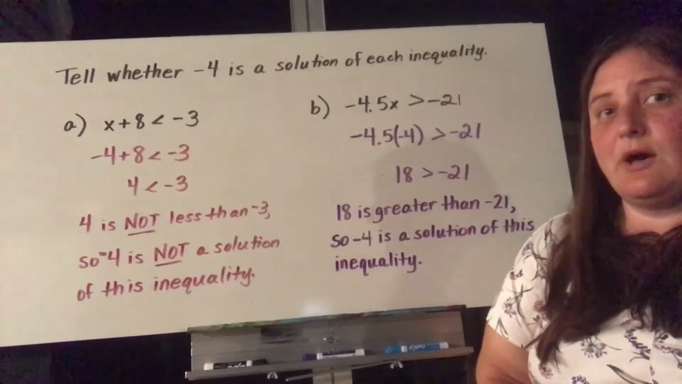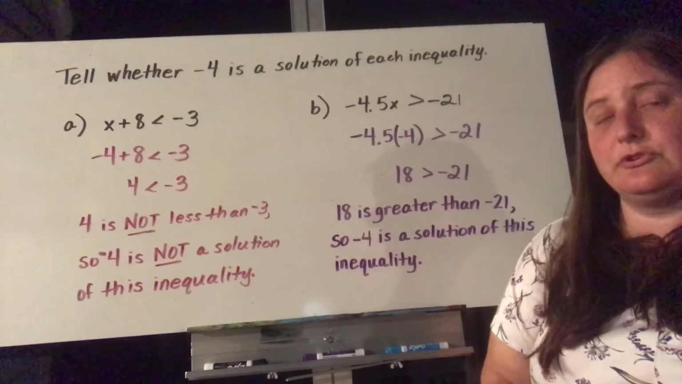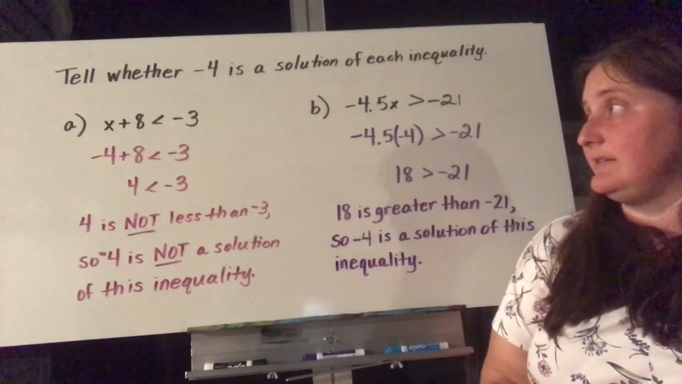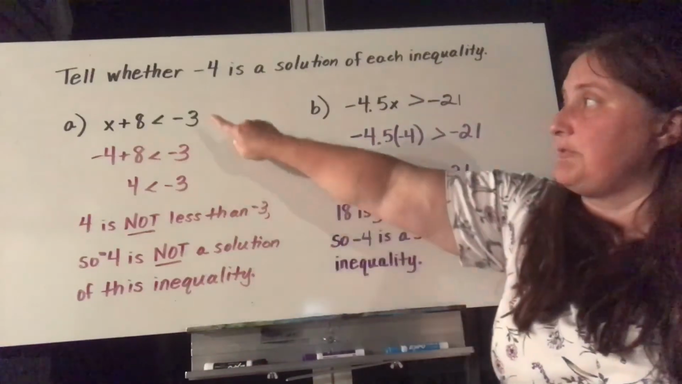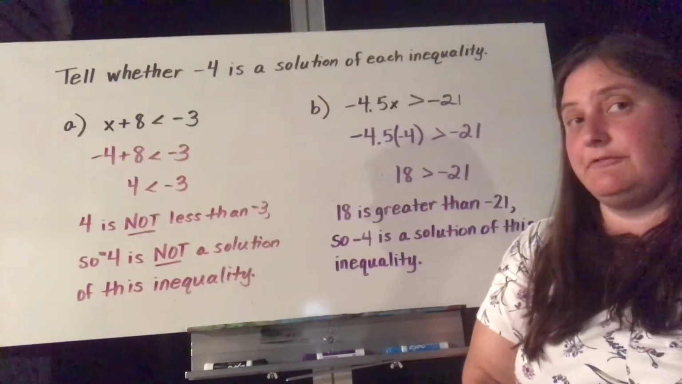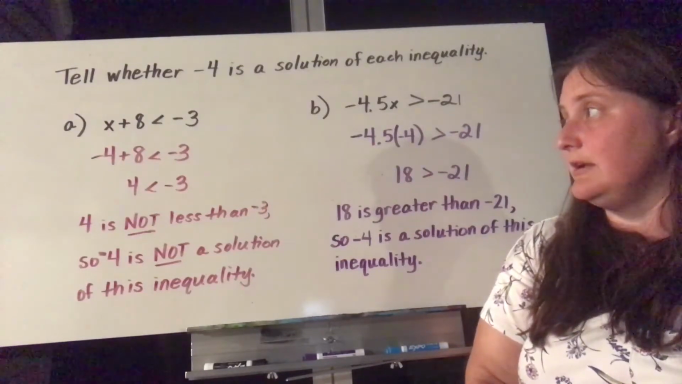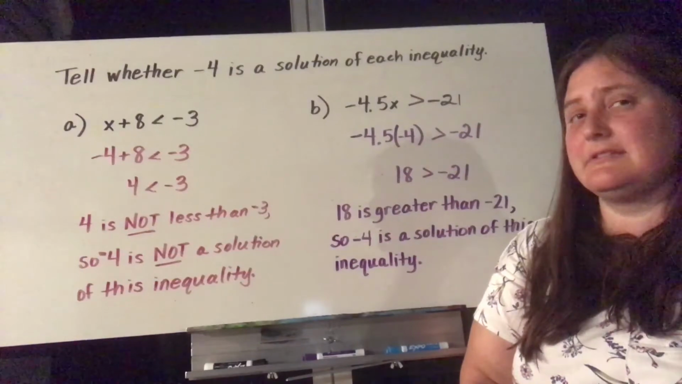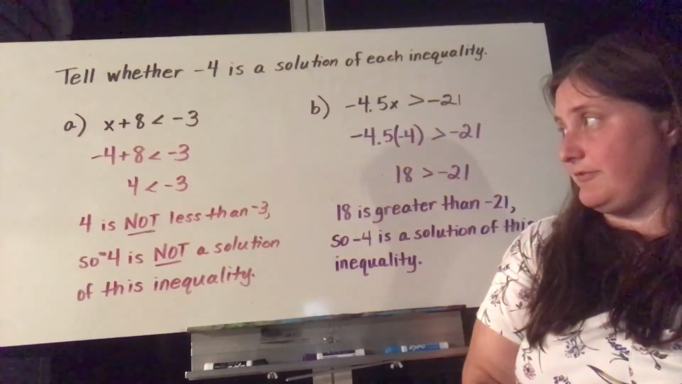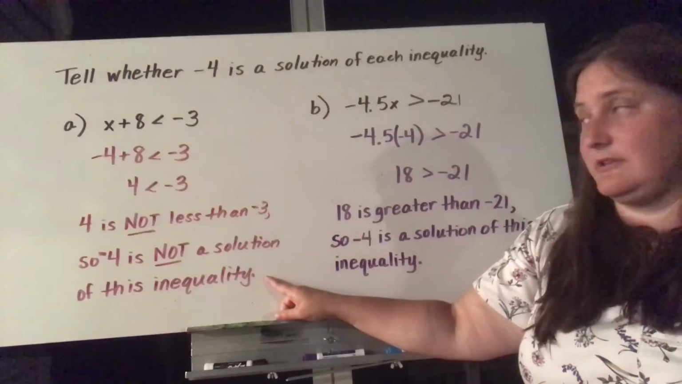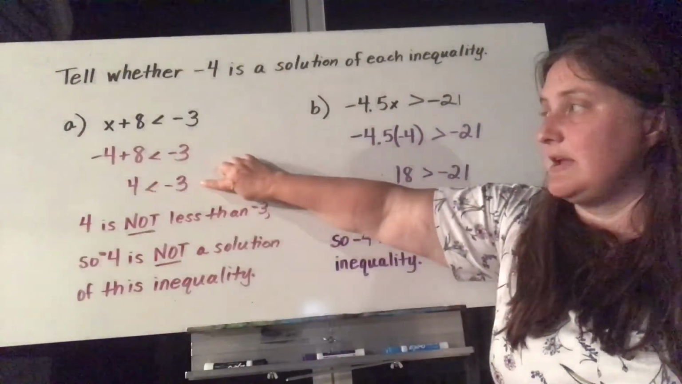Here I'm being asked to tell whether -4 is an actual solution to these inequalities. So the first inequality that I'm going to test is x plus 8 is less than -3. So in place of x, I'm putting in -4. So I have -4 plus 8 is less than -3. And when I solve -4 plus 8, I get 4. 4 is not less than -3. And therefore, in this case, -4 is not a solution of this inequality because this final statement right here is not true.